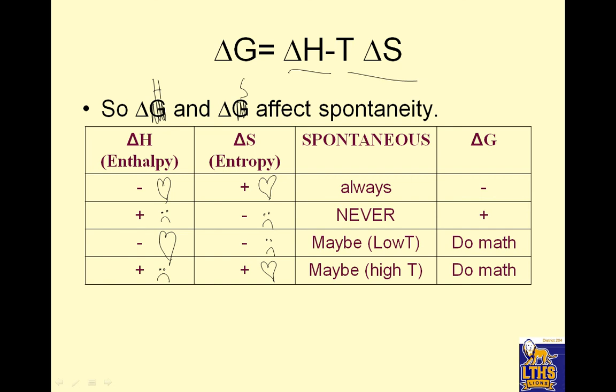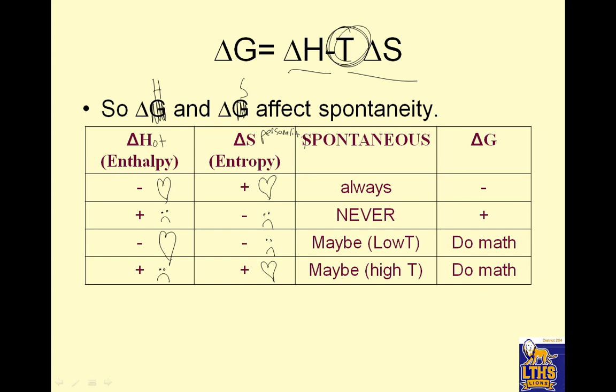I almost think of it like, would you go out with someone, and is the person hot? Hot. And is the person, I don't know, good personality. If they're hot and have a good personality, you will always date them. Remember, always spontaneous is negative. If they're not at all hot and have a terrible personality, you'll never date them. If they're very hot but have a bad personality, well, it depends. How hot, how bad is their personality? Maybe, and it's dependent on the temperature.